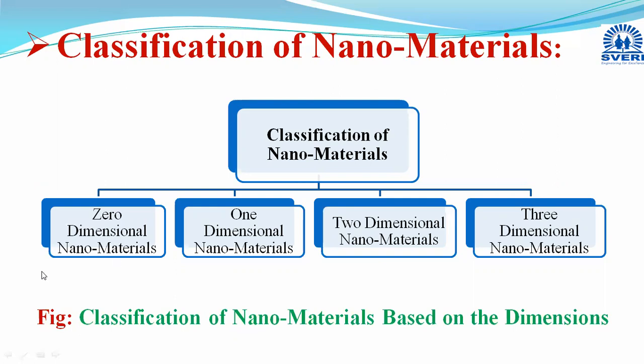Here, all dimensions are in nanoscale. All three dimensions are in nanoscale. Here, two dimensions are in nanoscale. One dimension is nanoscale, and zero dimension in nanoscale means all dimensions in microns. Okay, so in this way, depending on the dimensions, nanomaterials are classified into these types.